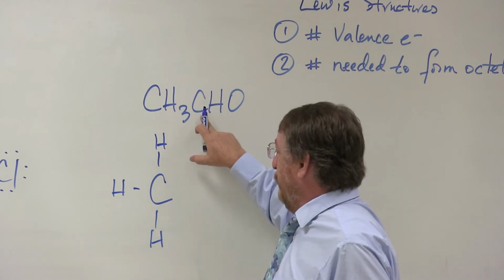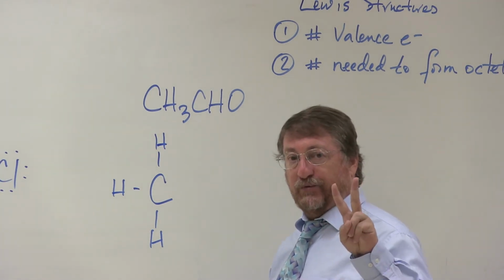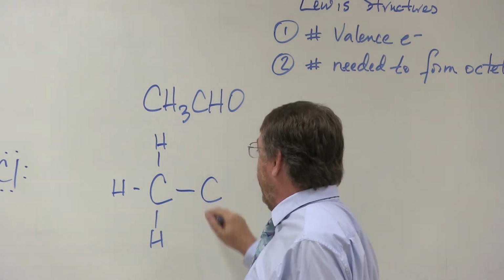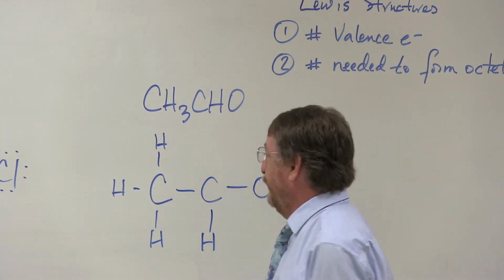Now, where's this carbon going to be? Well, it's not going to be bridging off one of these hydrogens, because that would give it 4 electrons. Hydrogen only wants 2 electrons. So I'm going to put my carbon here. We know the carbon has a hydrogen attached to it, and it has an oxygen attached to it.